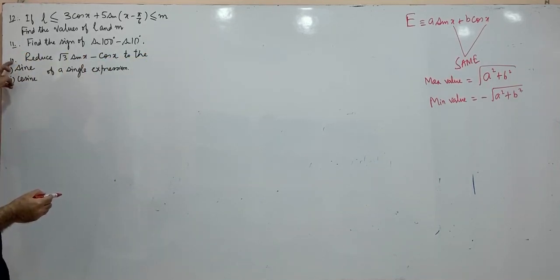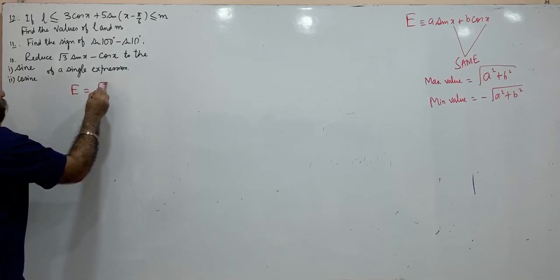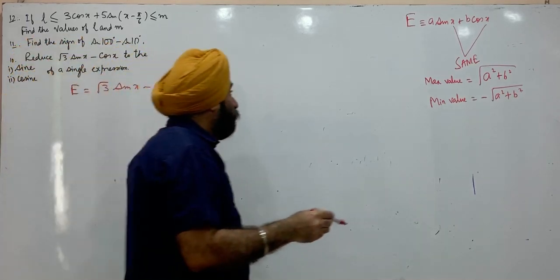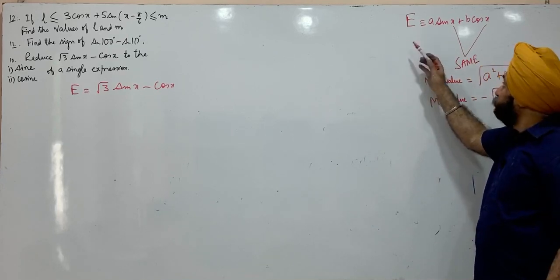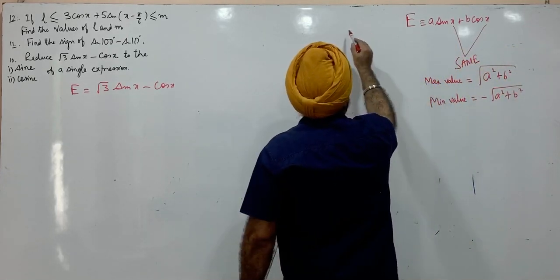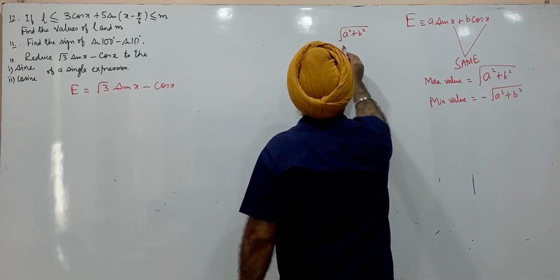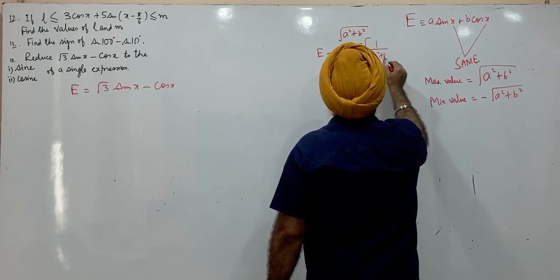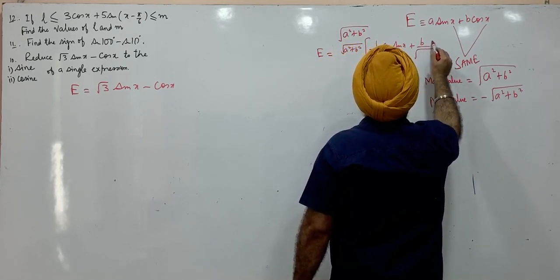In question number 10, we have to reduce this to, first of all, sine of a single angle, then cosine of a single angle. Let us write the expression as E equals root 3 sin x minus cos x. If this is the expression and we have to write this in terms of sine of an angle or cos of an angle, then this is what we do. We divide and multiply by root of a square plus b square. This is root of a square plus b square into a upon root of a square plus b square into sin of x plus b upon this into cos of x.